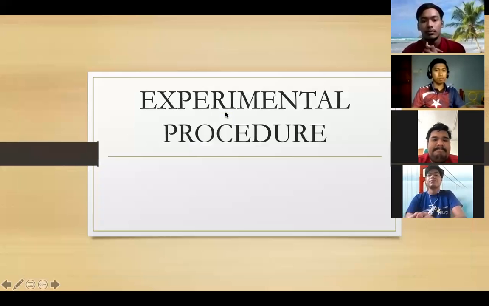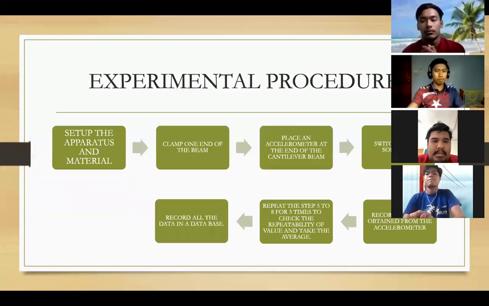Okay, next for the experimental procedure. So firstly, we have to set up the apparatus and material such as in the figure included in the report. And next, clamp one end of the beam as a cantilever beam support. The initial length for the beam is 200 millimeter. Place an accelerometer with magnetic base at the end of the cantilever beam to measure the vibration, which is acceleration. Switch on the software to determine the vibration.